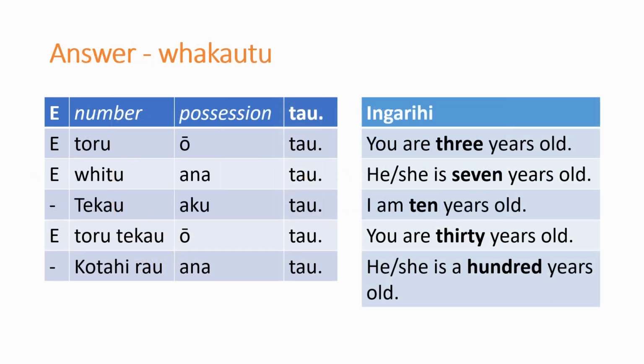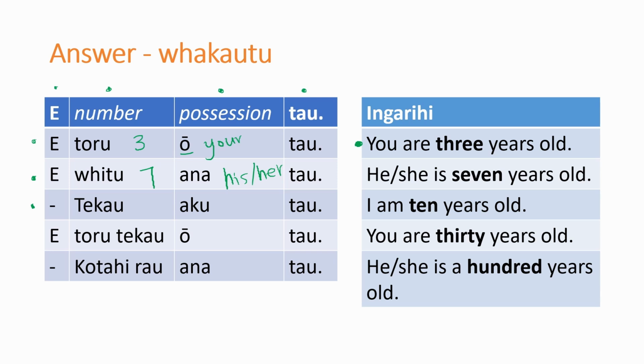Ka pai. All right, and here are the answers. The formula is very similar. E, number, possessive, and tau, which means age. Let's look at the first example. E toru ō tau. Toru means 3. Ō means your, the possessive. Tau means age. So that means you are 3 years old. Next, e whitu ana tau. Whitu is 7. Ana is his or her. And tau is age. So he or she is 7 years old.